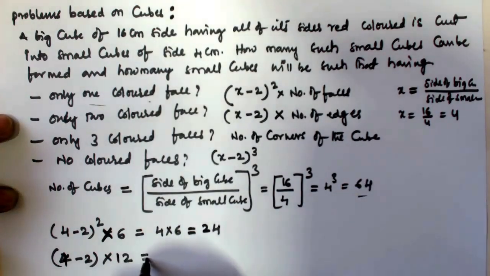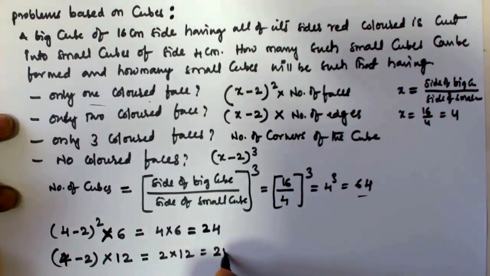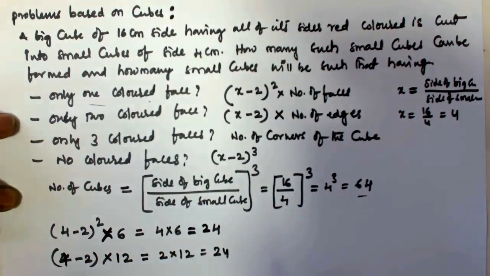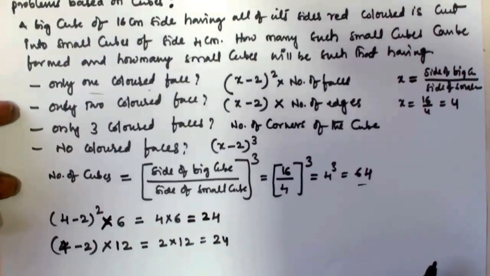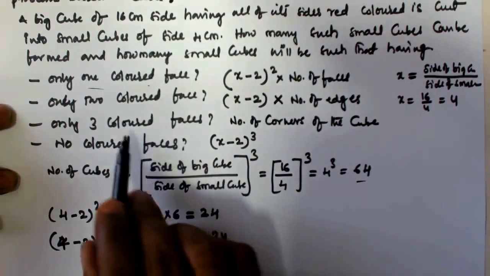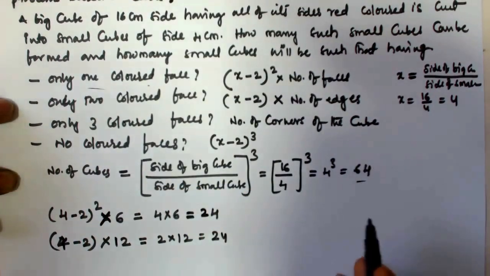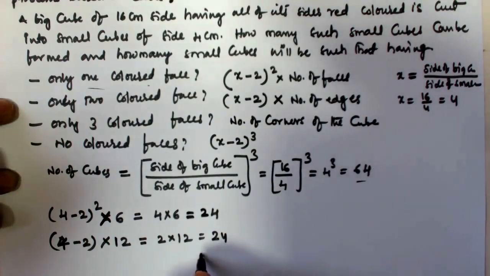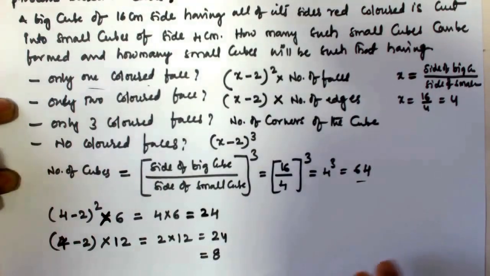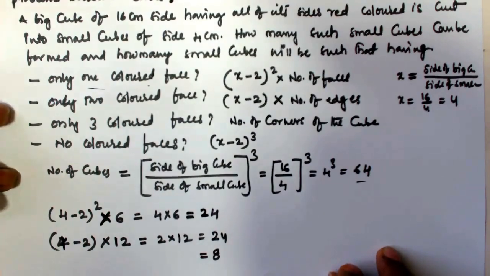So 12 into 4 minus 2 into 2 is 12 times 2, that is 24. So 24 cubes are going to have two colored faces. Only three colored faces is equivalent to the number of corners in the cube. The number of corners in the cube is 8. So that means 8 cubes consist of 3 colored faces.